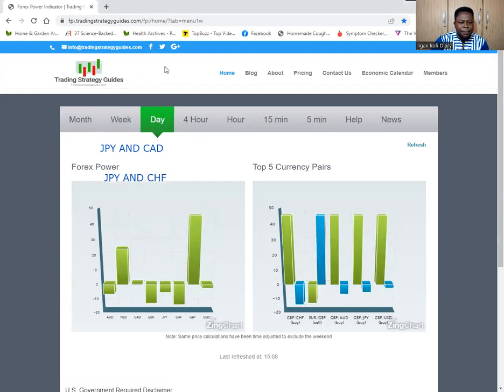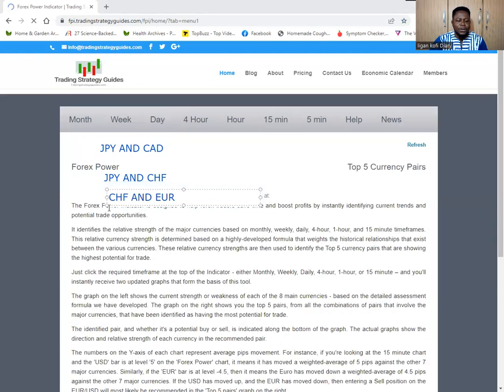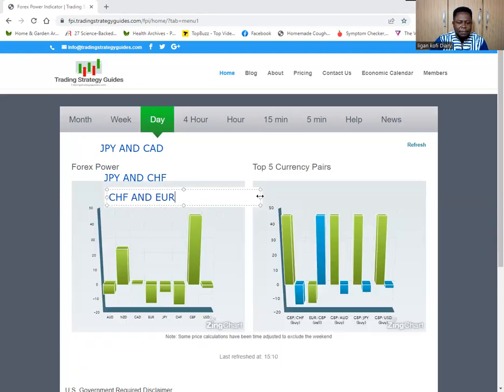So we go to the daily. On the daily, we have CHF first, CHF and Euro on the daily. So these are the weaker currencies. Now, we'll come back and do the analysis quickly. Let's go to the stronger side.